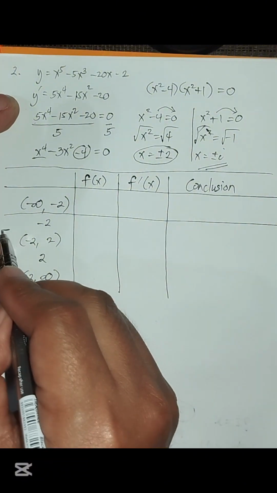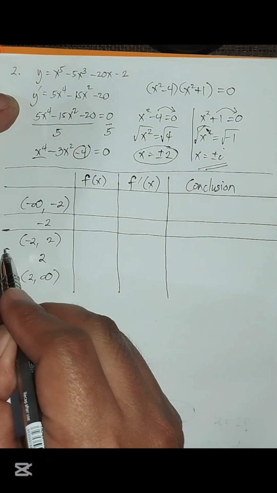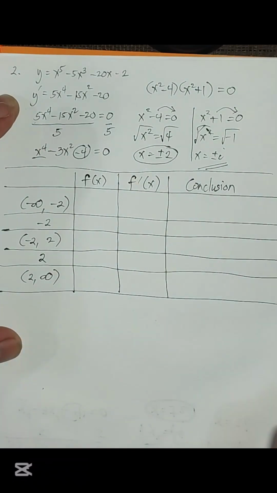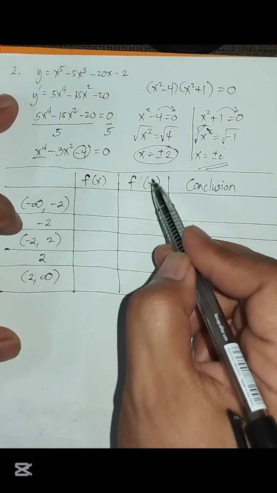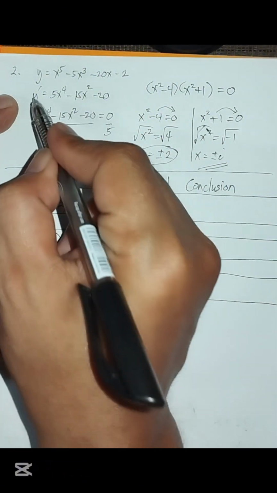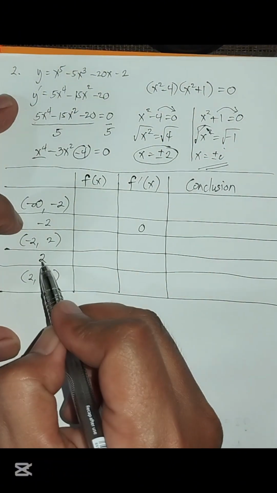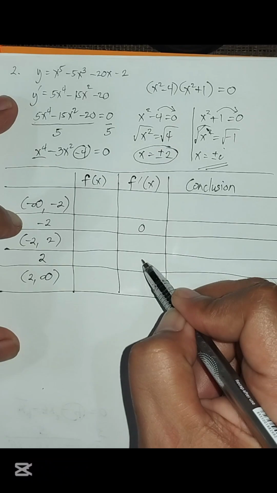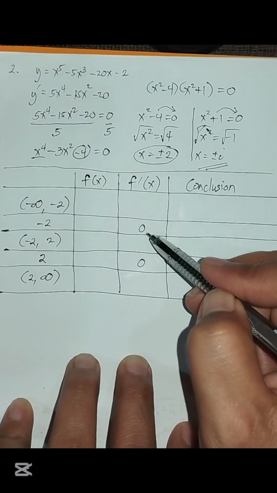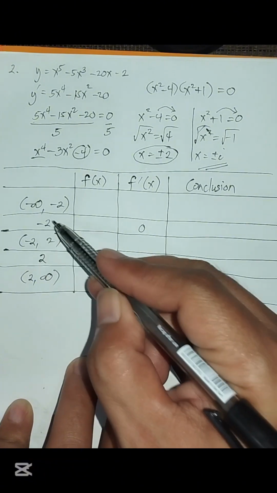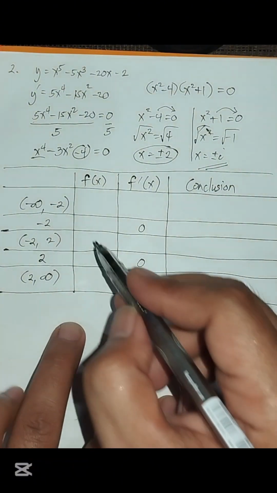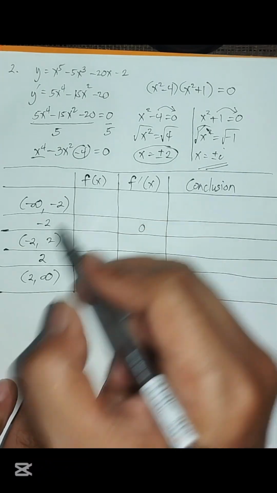So at the critical numbers, we have negative 2 and positive 2. So automatically, f prime of negative 2 is 0, because we solved that by equating the derivative to 0. And then f prime of 2, we have 0 here. So we are only interested in the sign to the left of our critical number, negative 2, and then we have positive 2.